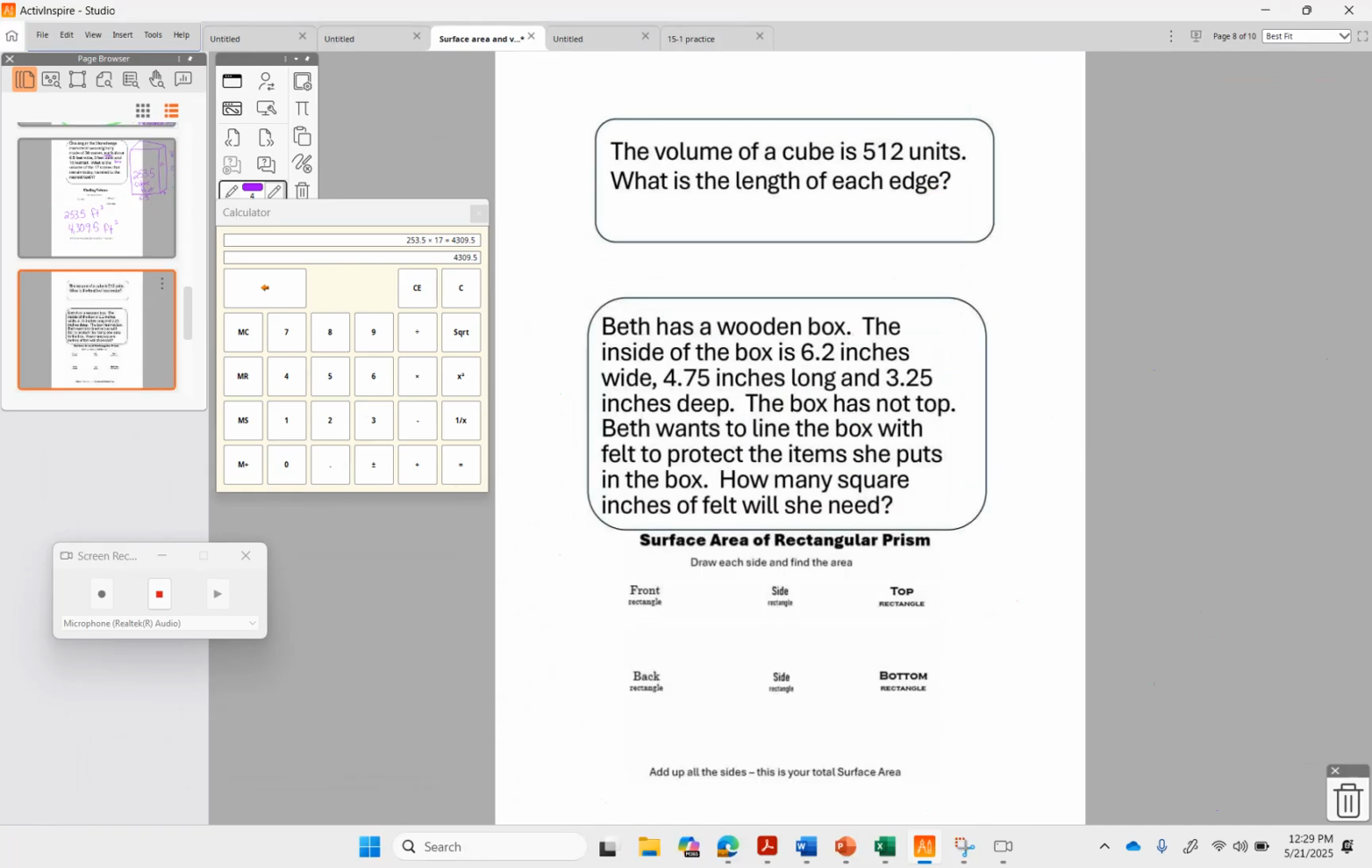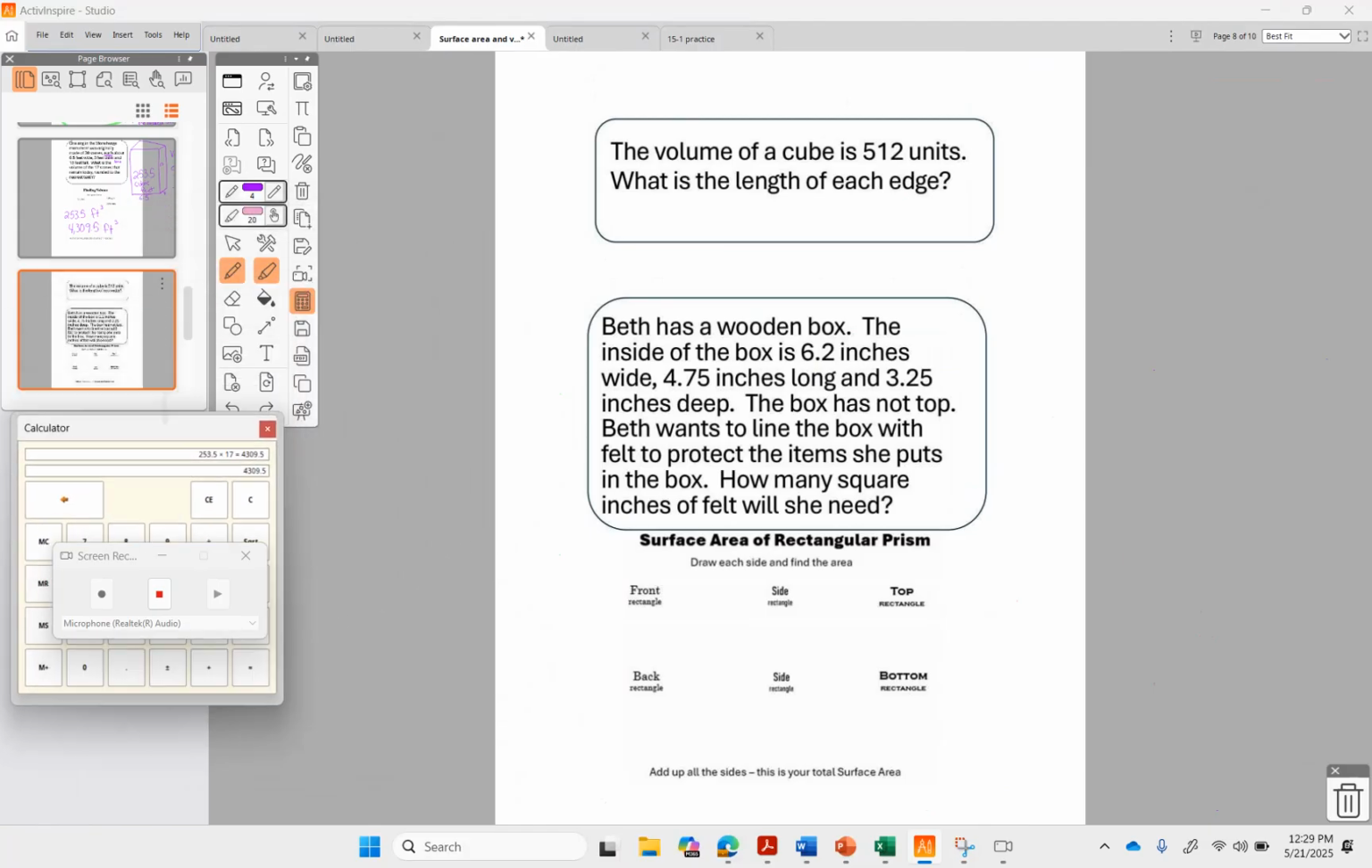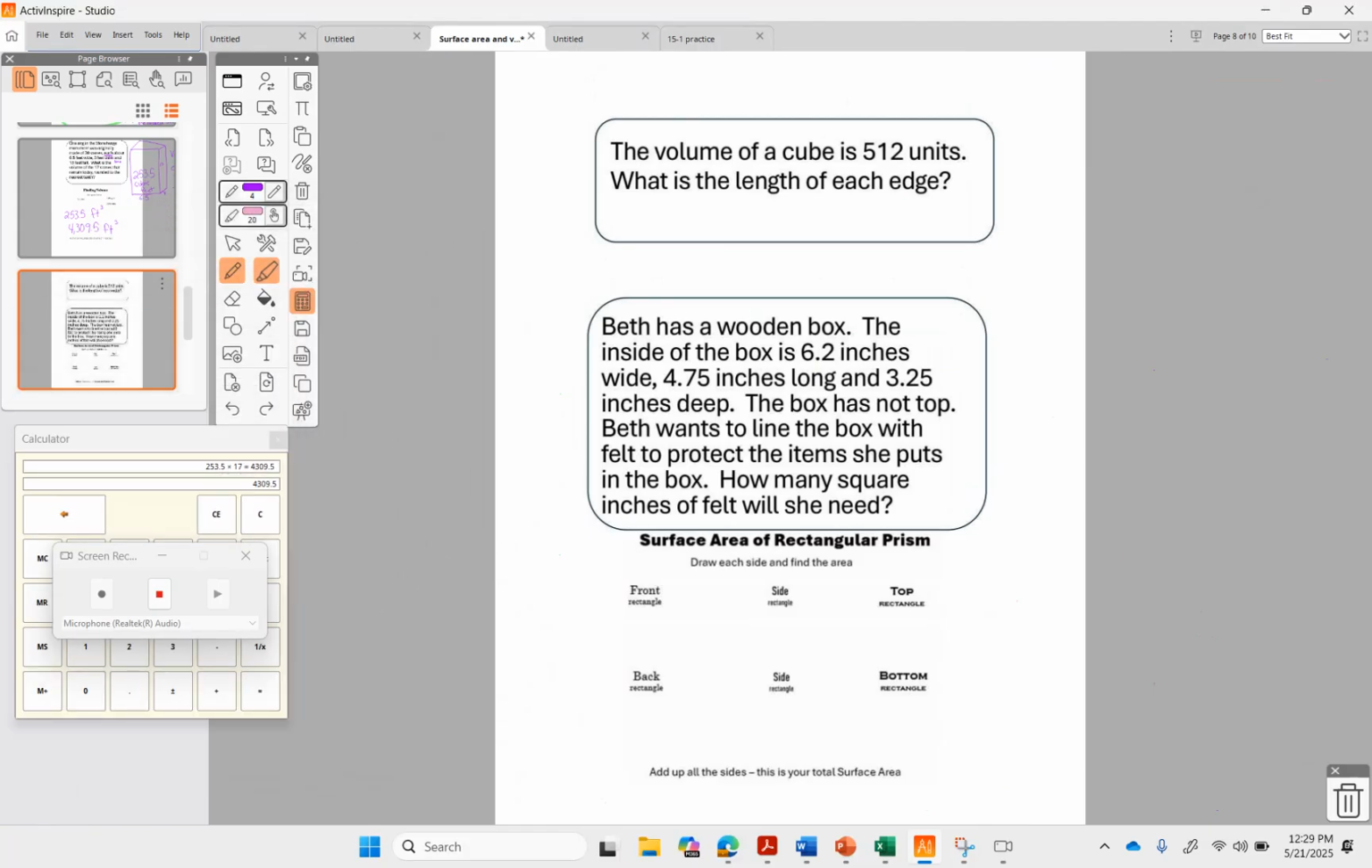Okay, for our next problem, again, just like this, is what it's going to look like on your test. The volume of a cube is 512 units. It's a cube. A cube means all dimensions are the same.